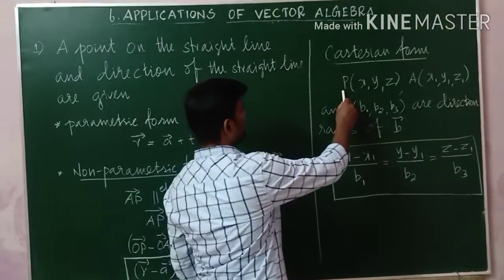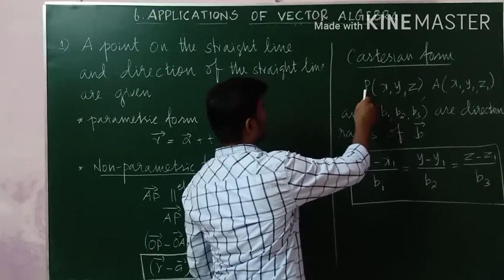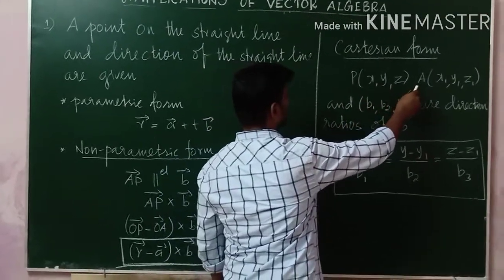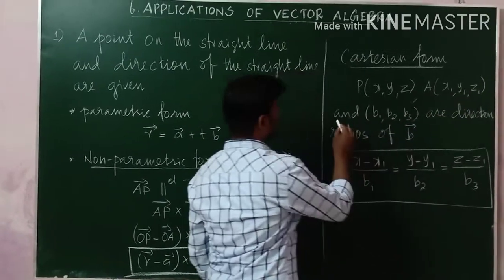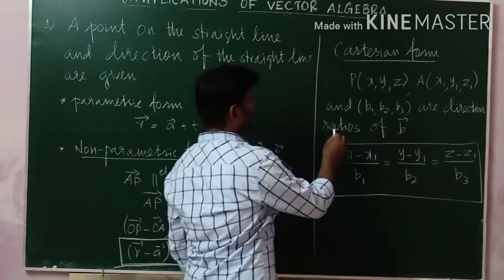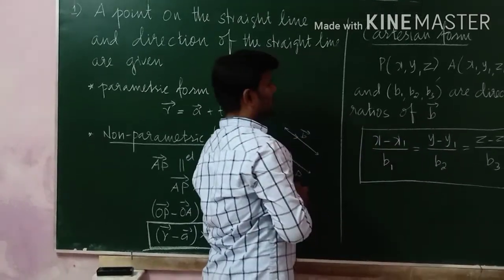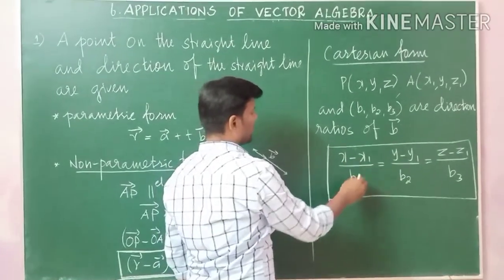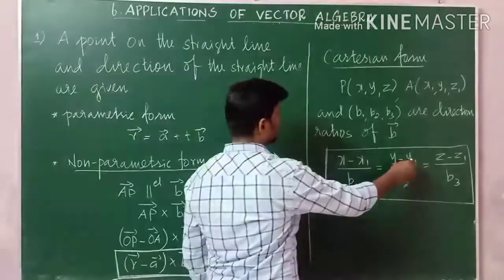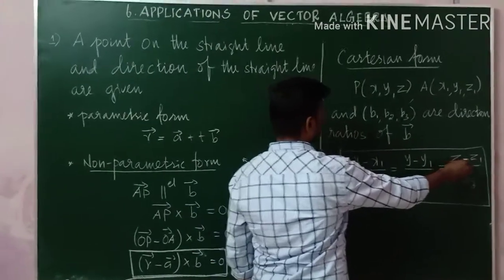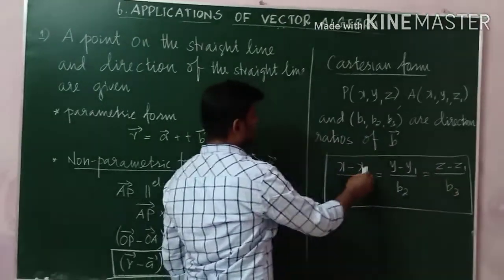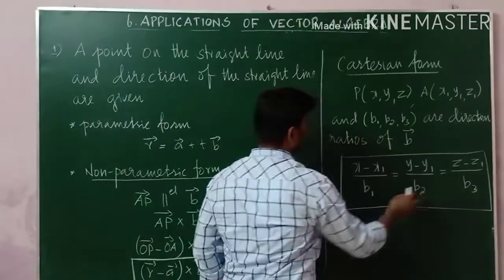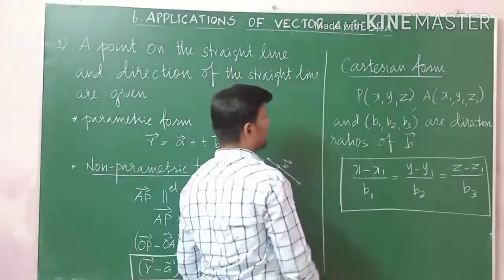The arbitrary point P has coordinates x, y, z, and A is the point x1, y1, z1, and b1, b2, b3 are the direction ratios of the parallel vector B. So what is the equation of the straight line? (x minus x1) by b1 equals (y minus y1) by b2 equals (z minus z1) by b3. Here x1, y1, z1 is the point, and b1, b2, b3 are the direction ratios of the parallel vector.